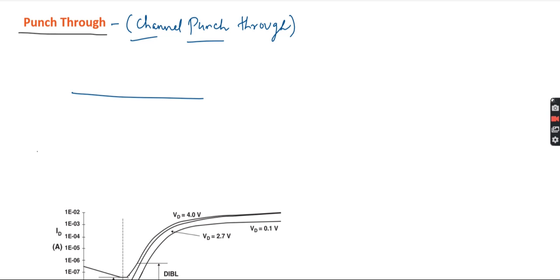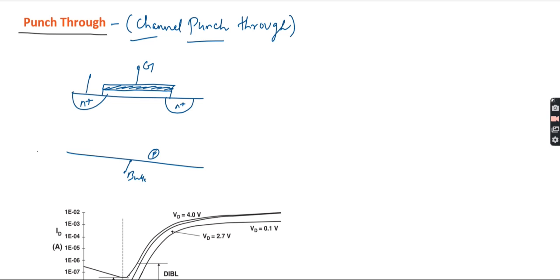So this will be your gate, then this is your silicon dioxide layer, the terminal, then we have the N plus region, here also N plus region, then this will be your bulk, this is the P-type substrate, source, drain. Okay, now what will happen?